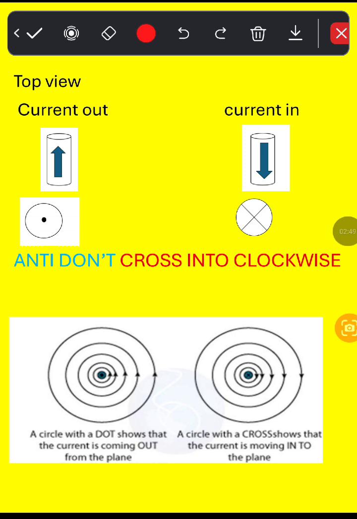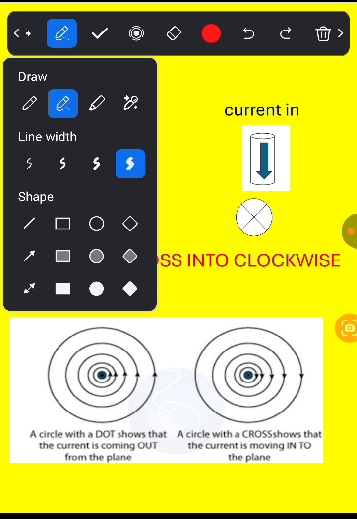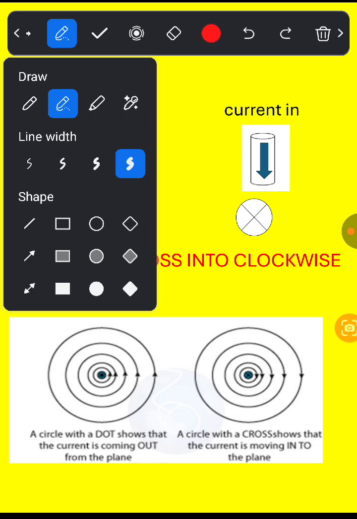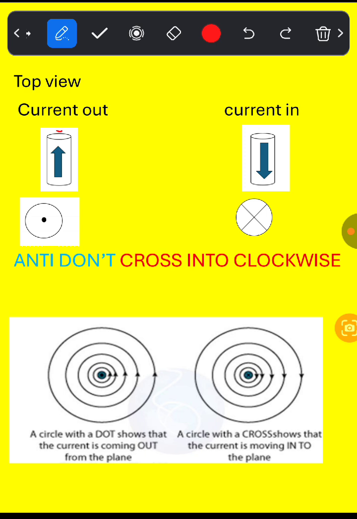So sometimes we look at the top view of the conductor. So this is our conductor, and when you have our conductor like this, we look at the top view of that conductor. So this is the top view of the conductor here. This is the top view of our conductor. Even here, this is the top view of the conductor.